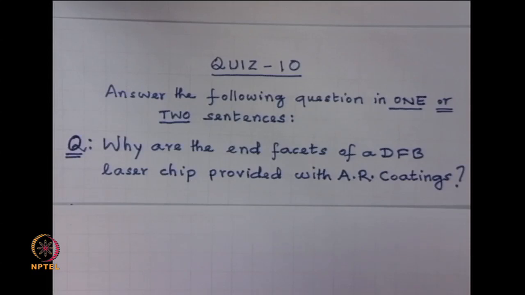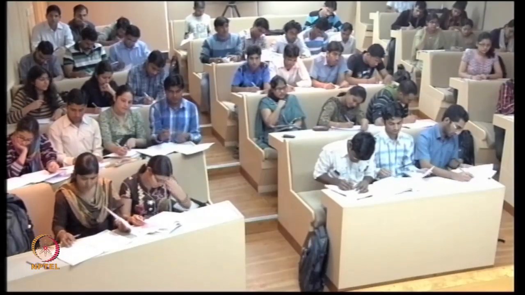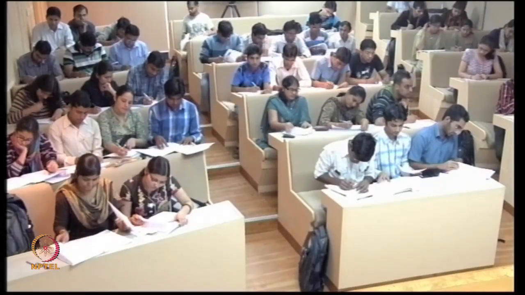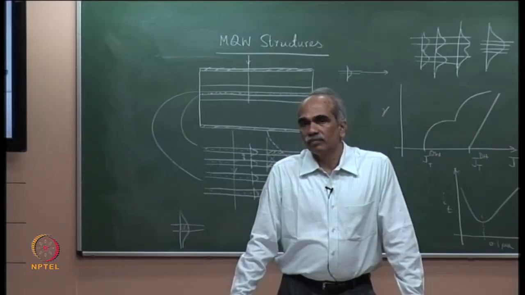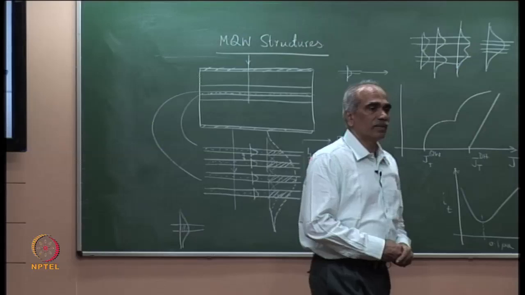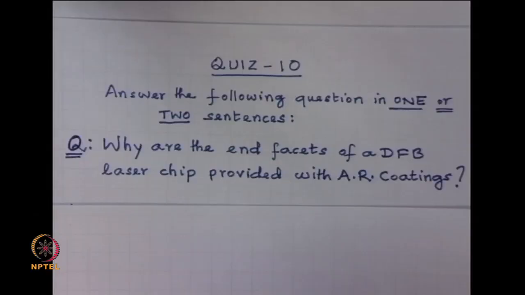The end faces of a DFB laser are always coated with anti-reflection coatings, AR coatings. Why? Do not write a big paragraph, that is why I have said answer in one sentence. It should not take more than 1 minute to write one sentence. So, those of you who have finished, please give it to me. You have to give it now, 10 seconds. Okay, you have to give it now.